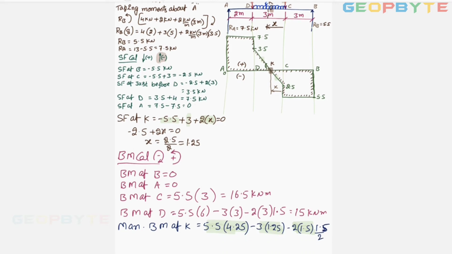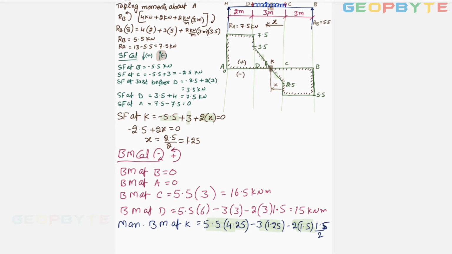You simplify it, definitely you will get the maximum value. Let me simplify that value. I got the value 17.375. It's not meter, it is kilonewton meter. Look at the value. Among the three bending moments, 16.5, 15, 17.375, definitely 17.375 is the maximum bending moment.